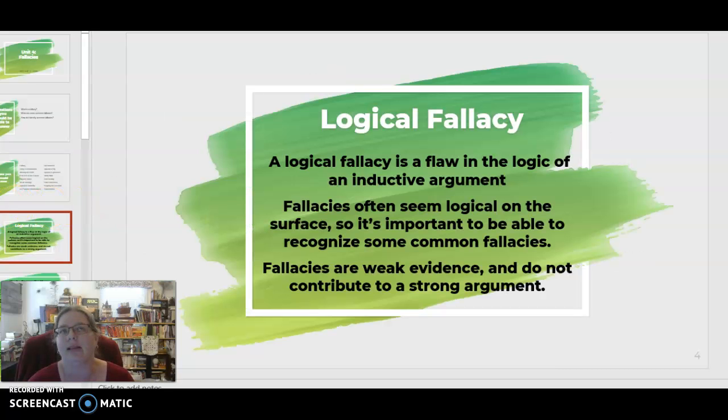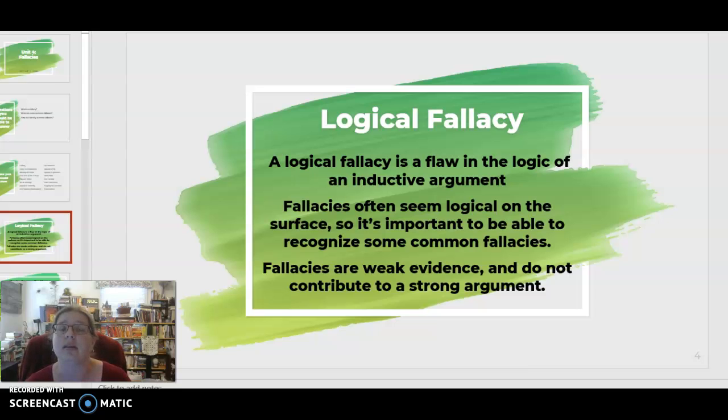Essentially, a logical fallacy is a flaw in logic. So sometimes when people are making an argument, they use reasoning or evidence that they intend to use as support for their argument. But sometimes the logic of what they're saying doesn't hold up. It may appear to be strong evidence on the surface, but if you examine it more closely or think about it more carefully, you may find that the logic and the reasoning kind of falls apart. And so that's what we call a logical fallacy.